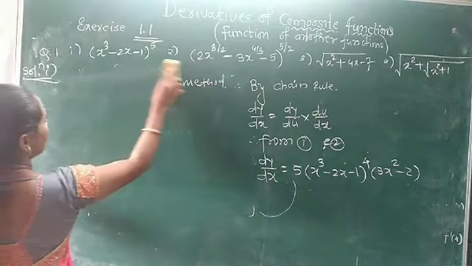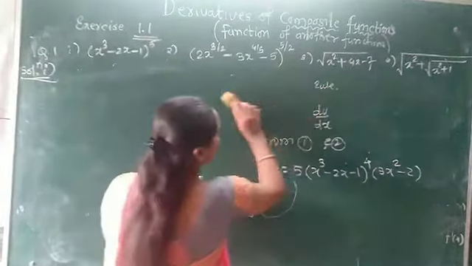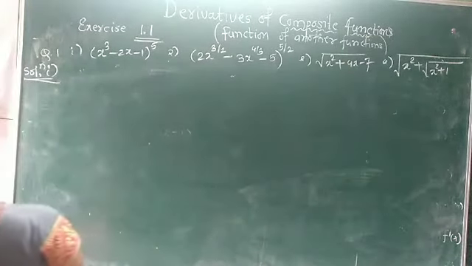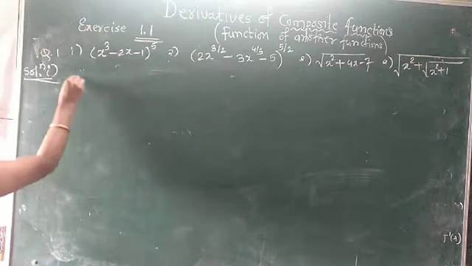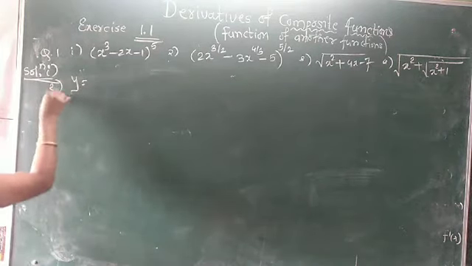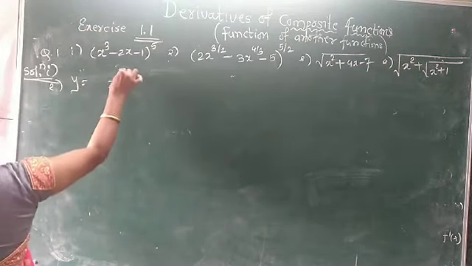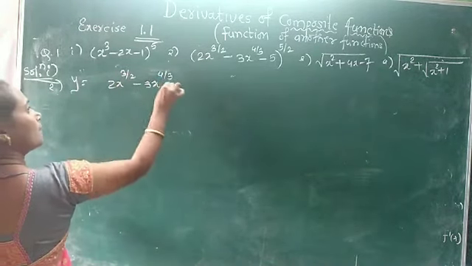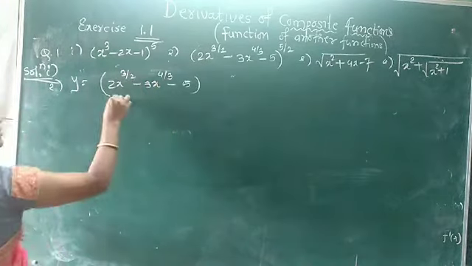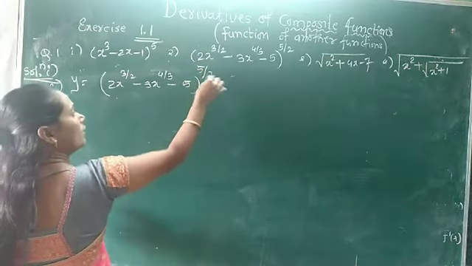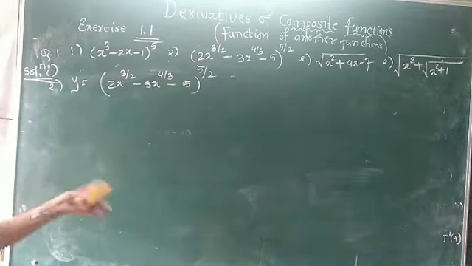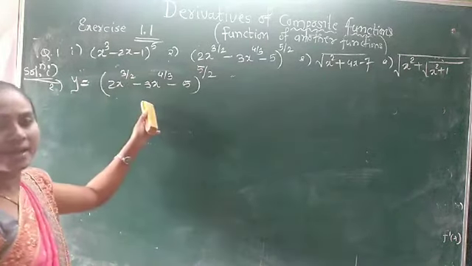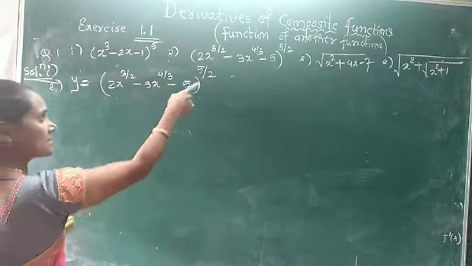Now the second example is there. Second, y is equal to what? 2x raised to 3 by 2 minus 3x raised to 4 by 3 minus 5, all raised to 5 upon 2. Now we are going to solve directly. So keep in mind this is our x. So here again it is x raised to 5 by 2.